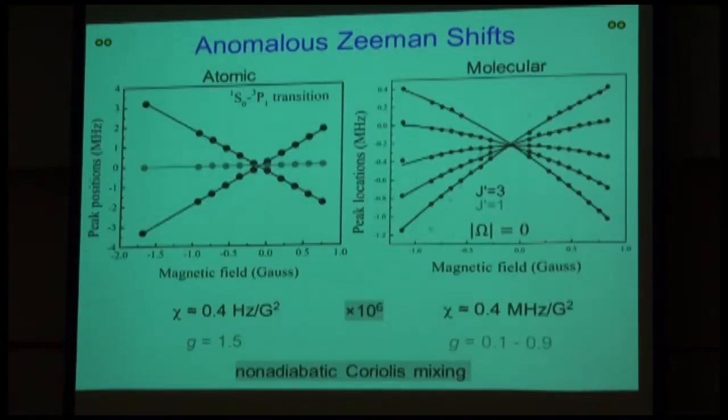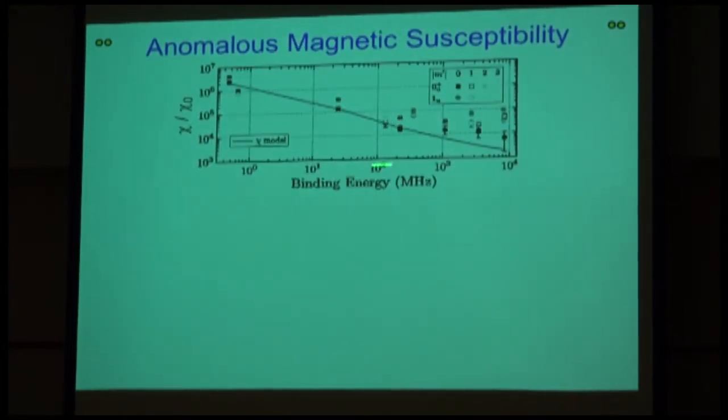And so we can plot this effective quadratic coefficient for various levels near the asymptote versus the binding energy. So this is the log plot of binding energy. This is going toward the continuum, these are the weaker binding energies, and this is the enhancement factor compared to the atomic case. So you can see it really gets up to more than 10 to the 6 when we get really close to the asymptote. This is the magnetic susceptibility, that chi, the quadratic magnetic shift coefficient.